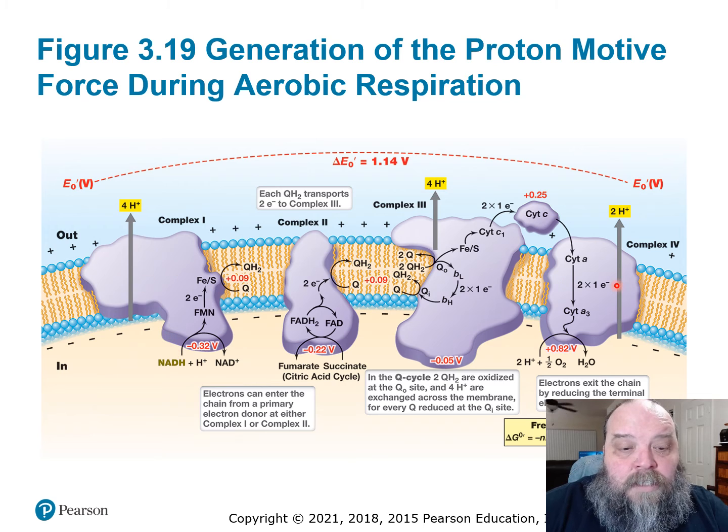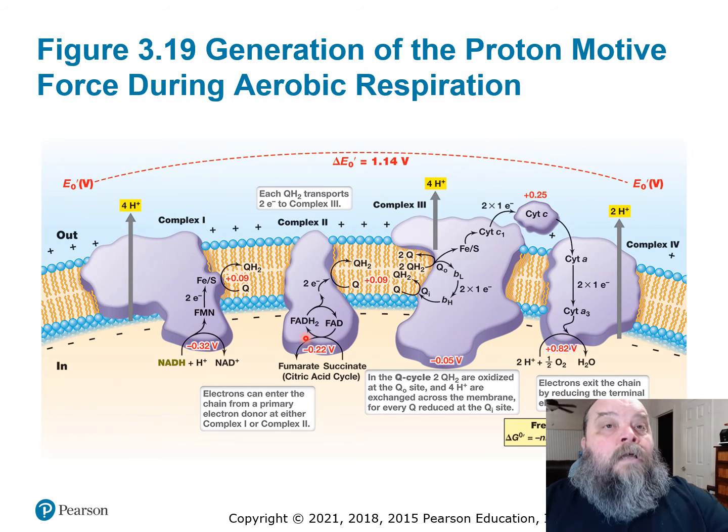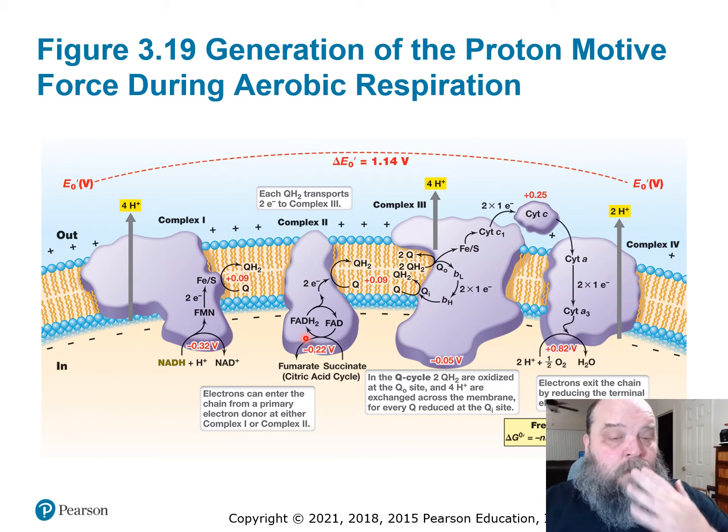If this shuts down, those steps in the citric acid cycle where NAD and FAD got reduced, that whole citric acid cycle stops. Then you have to go and revert to the fermentation as we talked about 2 sections ago.